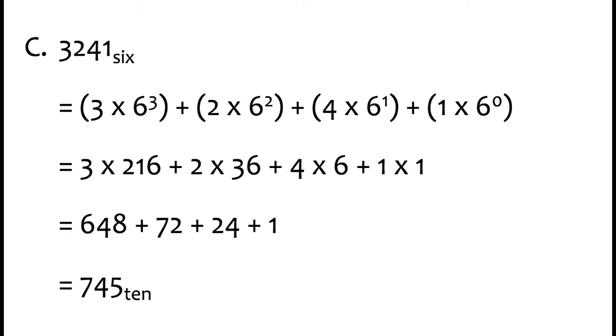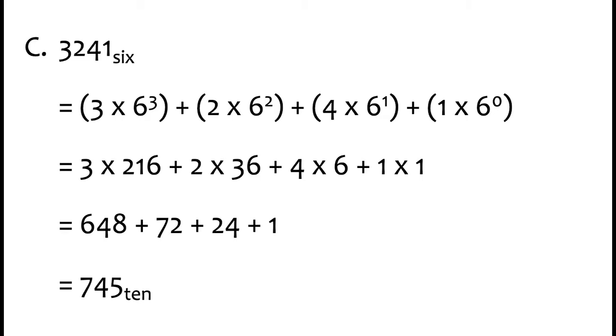Now if you simplify, 6 raised to power 3 is 6 times 6 times 6 in 3 places. And if you do the multiplication very well, you will get the answer as 216. So we have 3 times 216 plus 2 times 36, because 6 raised to power 2 is 6 times 6, and it is 36, plus 4 times 6 raised to power 1 is 6, and then plus 1 times 1, because 6 raised to power 0 is 1.